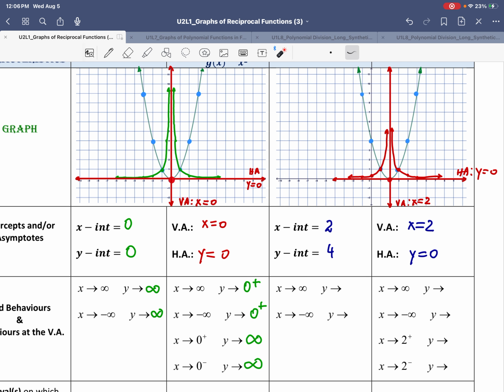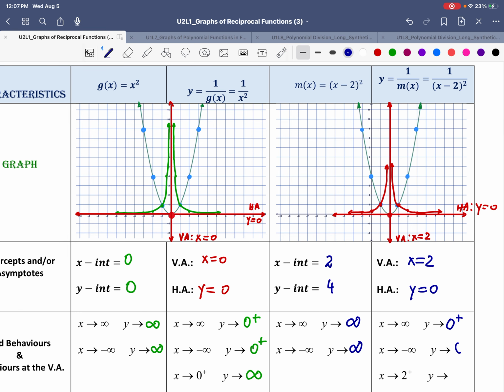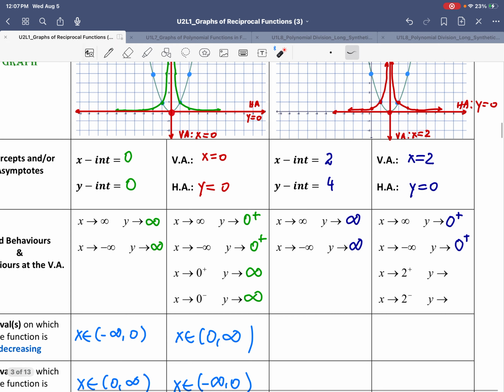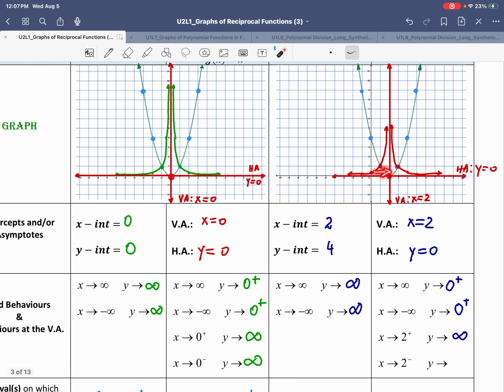Now, when we talk about the end behaviors as x approaches infinity for the given quadratic function, y approaches infinity at both ends. And in this case in here, as x approaches infinity, the y values are above 0. We call those 0 pluses. And the same thing happens when x approaches negative infinity. The y values are above 0. Now, as x approaches positive 2 from the right-hand side, then the y values will approach infinity. And as x approaches 2 from the left-hand side, the y values will approach infinity again.